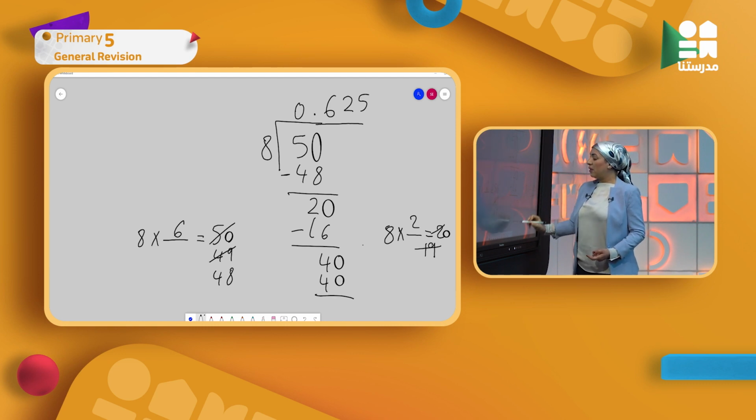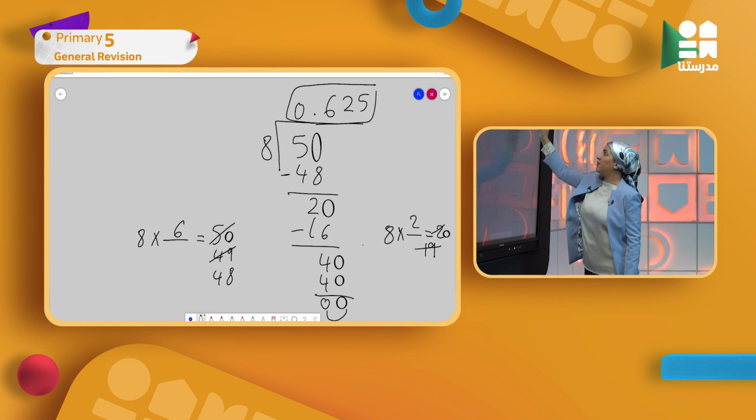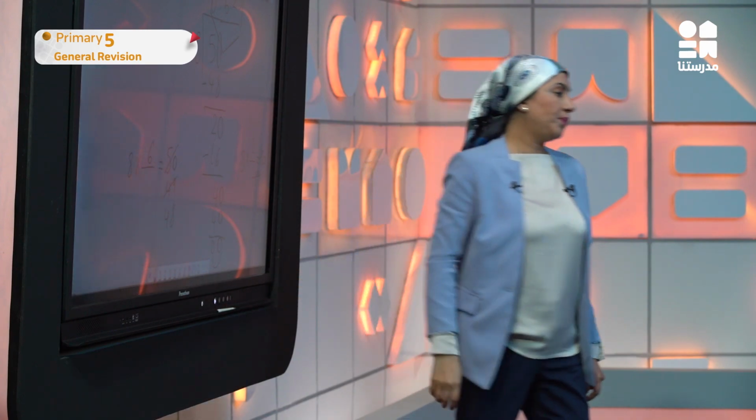So here I put the answer at the top as the final answer, with a happy face because I have got the right answer, which is 0.625. Now we can go to choose the right sign.